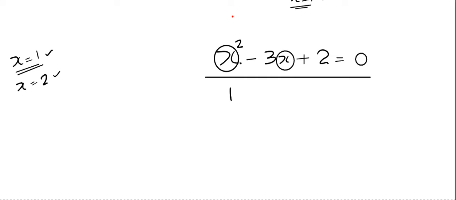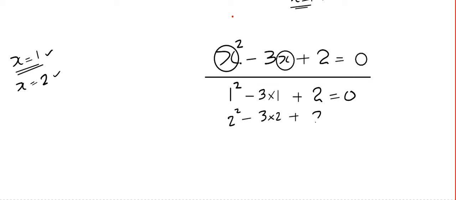Look, if I plug in x is equal to 1, you can see that the equation will get balanced. 1 plus 2 is 3 and 3 minus 3 will be 0. Again, you can check it, 2 square minus 3 into 2 plus 2. 4 plus 2 is 6, 6 minus 6 equal to 0. See, only 1 and 2 can balance this equation. There will be no other value which can balance this equation.